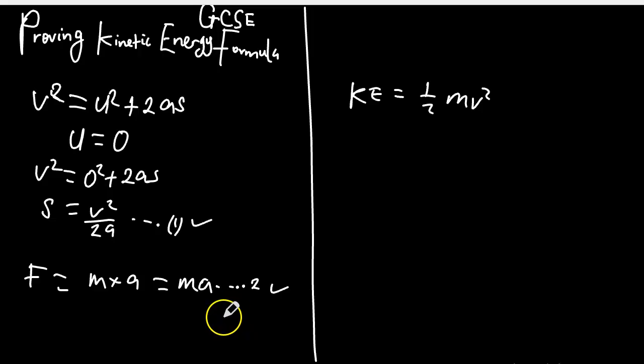From here we can look at what is work done. Work done on any object. We know that work is only done if the object moves in the direction of the applied force. So work is simply F, the force, times distance, and the distance is s, the displacement of that object. So we can call this equation 3.